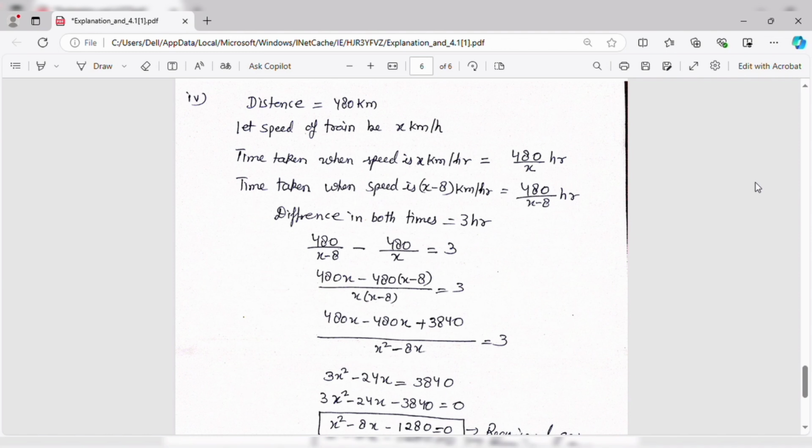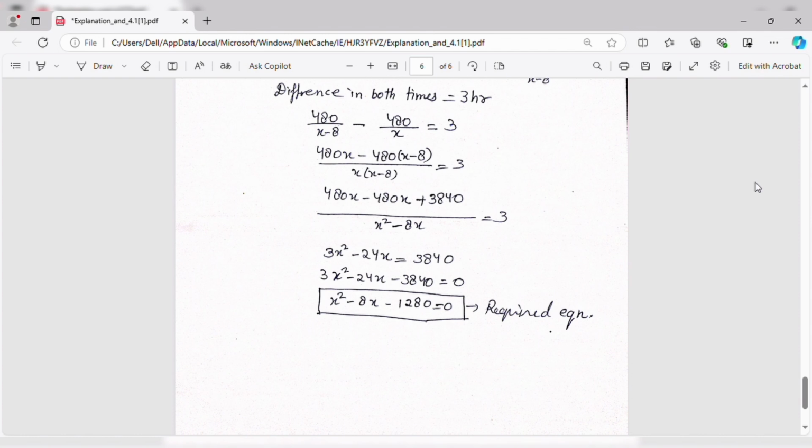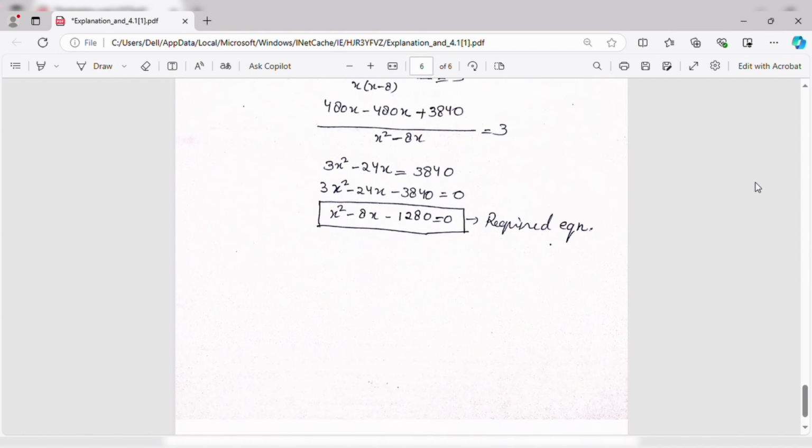And when the speed would be x minus 8, the time taken would be 480 upon x minus 8. We know when speed is less, then time taken is more. So we will take 480 upon x minus 8 minus 480 upon x equal to 3. After taking the LCM, we will get the equation as 3x square minus 24x equal to 3840, and then after solving it again, we will get x square minus 8x minus 1280 equals 0. This is our required equation.